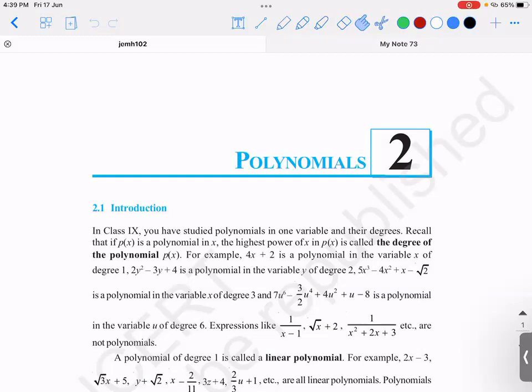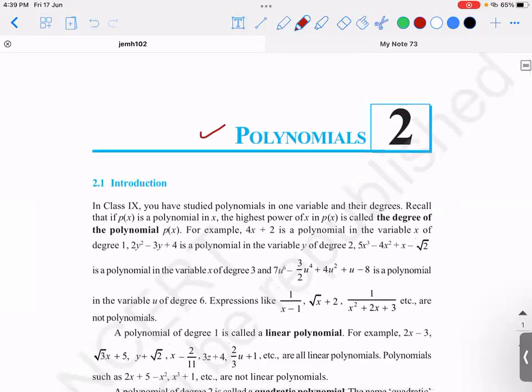So next chapter is polynomials. They have taught you real numbers, polynomials, linear equations in two variables, quadratic equations, and probability. Triangles they have started, probability is over, right? Then we'll start with polynomials. This is a very, very easy chapter. Easy, no?